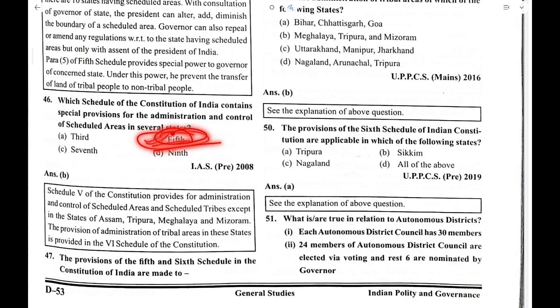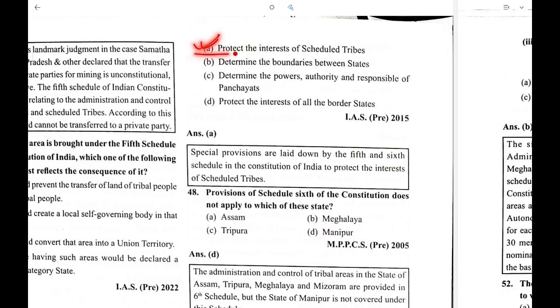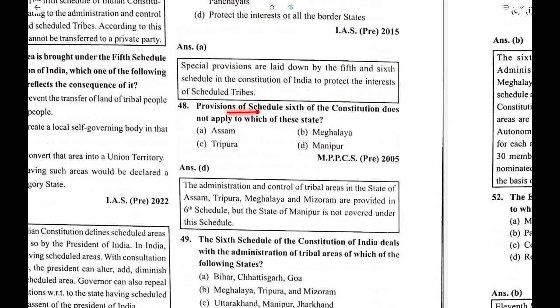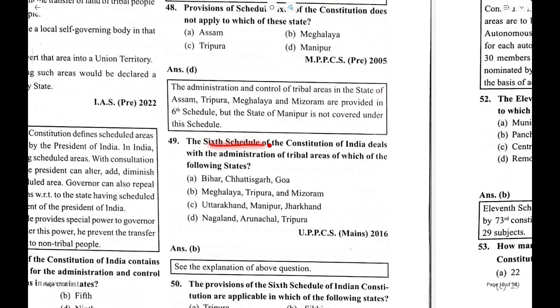Okay, the 5th schedule covers all of the scheduled areas and scheduled tribes. The 6th schedule has special provisions regarding the states AMTM: A for Assam, M for Meghalaya, T for Tripura and M for Mizoram. The provisions of 5th and 6th schedule of the constitution are made to protect the interest of scheduled tribes. The provision of 6th schedule does not apply to Manipur. It applies to AMTM: Assam, Meghalaya, Tripura, Mizoram. So Assam, Meghalaya, Tripura and Manipur is wrong. 6th schedule deals with the administration of tribal areas of Assam, Meghalaya, Tripura, Mizoram. B is the right answer.